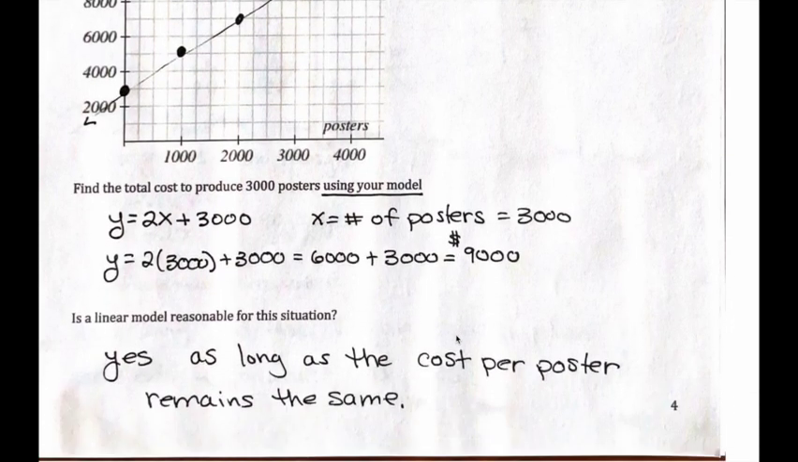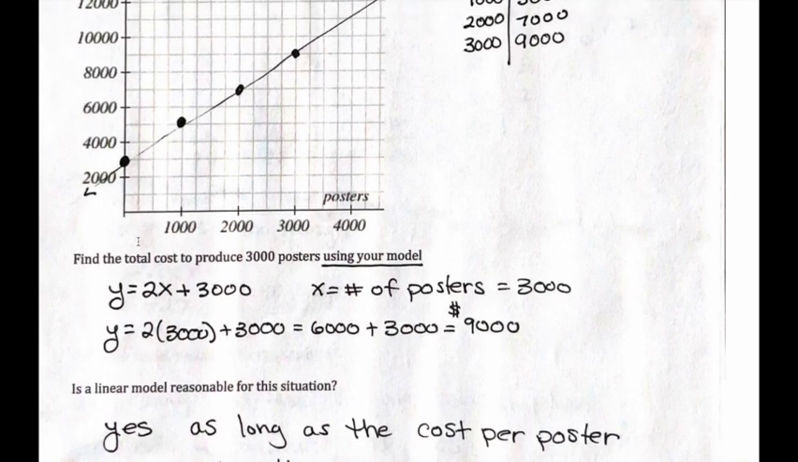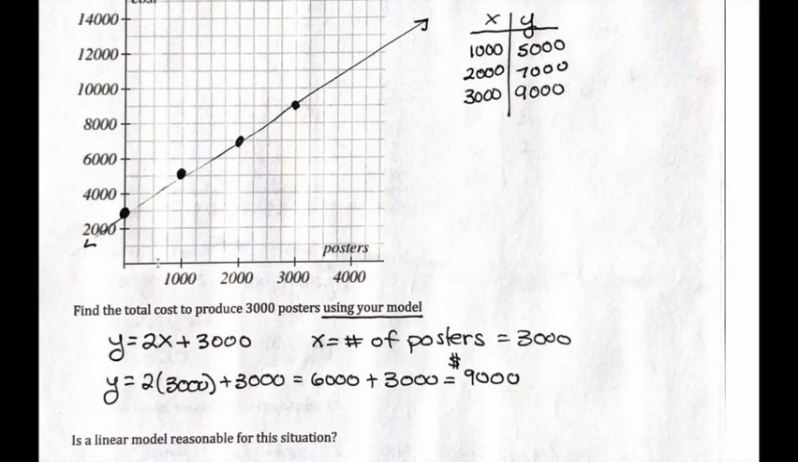Now it says find the total cost to produce 3,000 posters using our model. What they mean by that is to make sure that we use the equation we came up with. So the number of posters is 3,000, which is my value of x. So I'm going to put 3,000 in here.